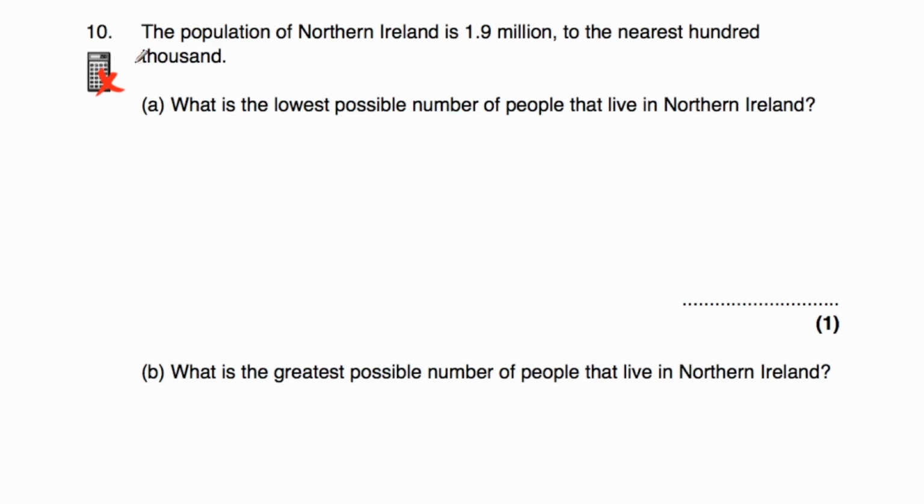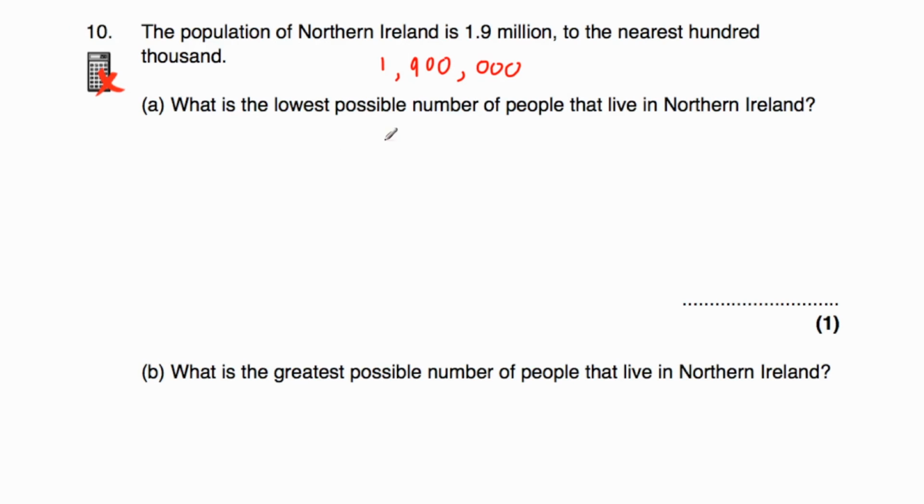Okay, question number 10. So question number 10 says the population of Northern Ireland is 1.9 million to the nearest 100,000. So in other words, the number of people in Northern Ireland, whenever it's been rounded to the nearest 100,000, the answer is 1.9 million. Now it could have been that exactly, but chances are it would have been something slightly different, and it's been rounded and it's given that to the nearest 100,000.